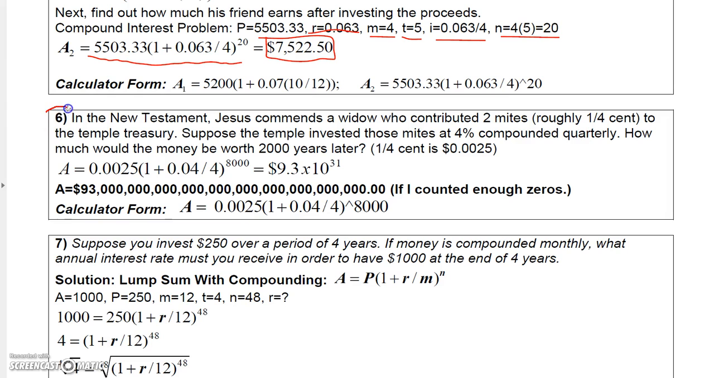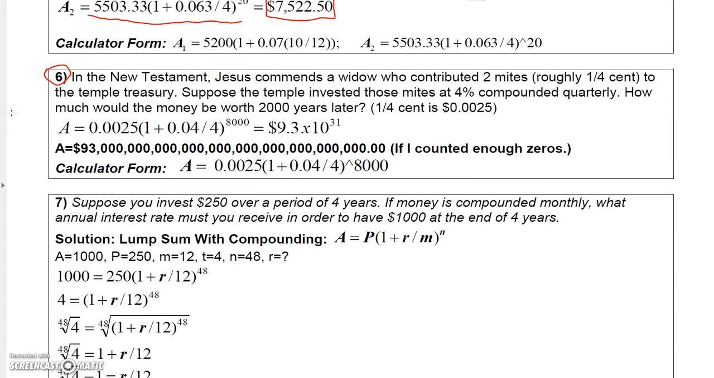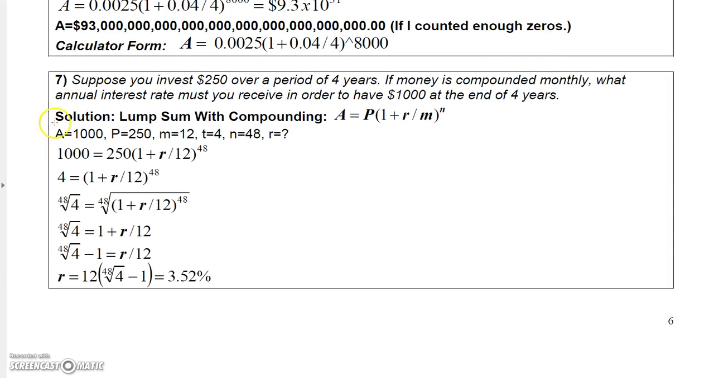Number 6 is just a fun problem. I'll let you read it. It's pretty straightforward, but it shows you the power of compounding over long periods of time. Now number 7, I'm just going to drop to the solution here.